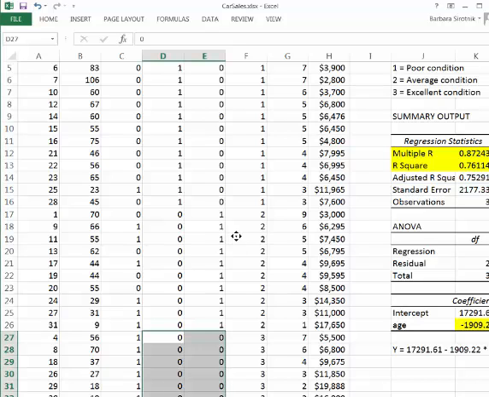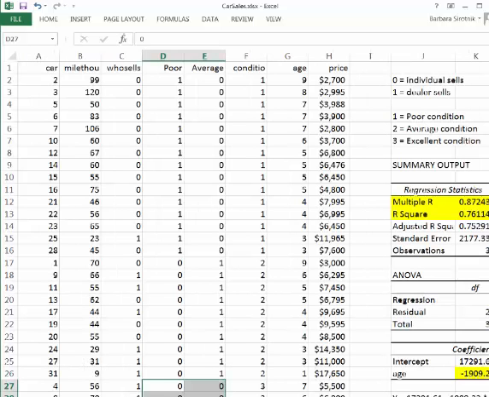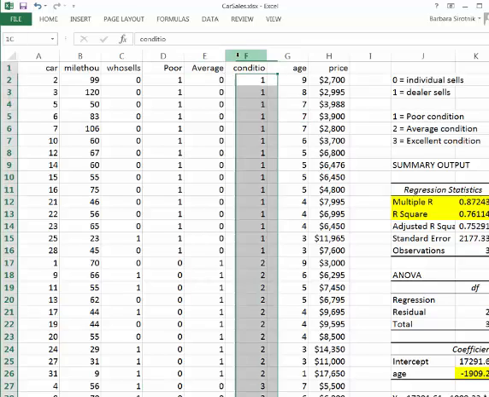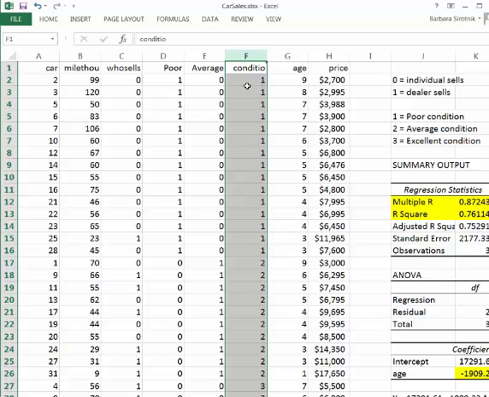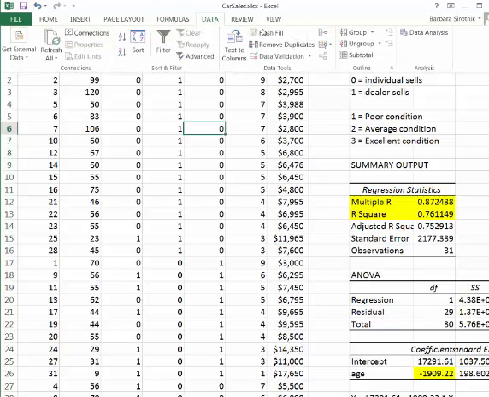Now that I've created all of those, what I'll do is simply delete condition. I don't need that variable any longer. Okay, let's get back into our regression procedure.